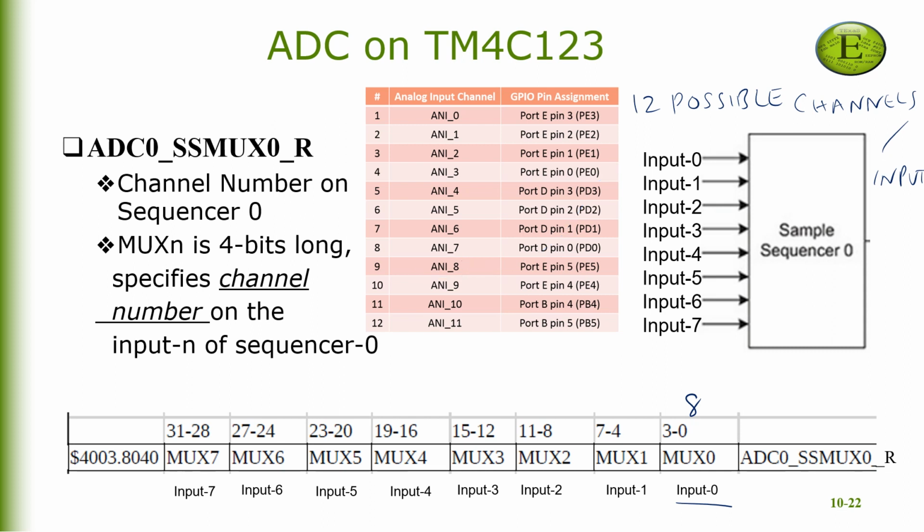And same goes for input number 1. Any one of the 12 possible channels can be connected to input number 1. And therefore, again, to accommodate 12 possibilities, we have 4 bits. So this way, any channel can be connected to any of the inputs of the sample sequencer number 0.